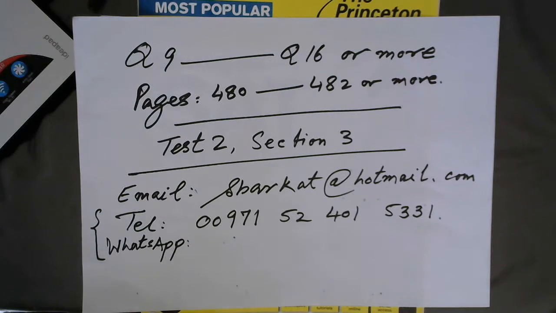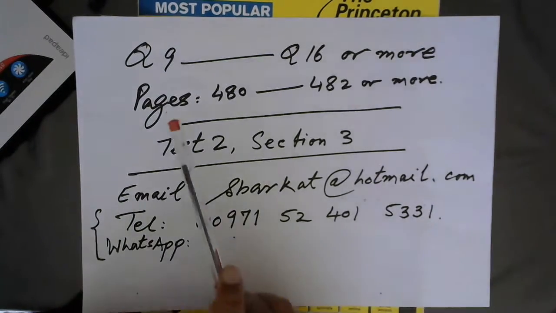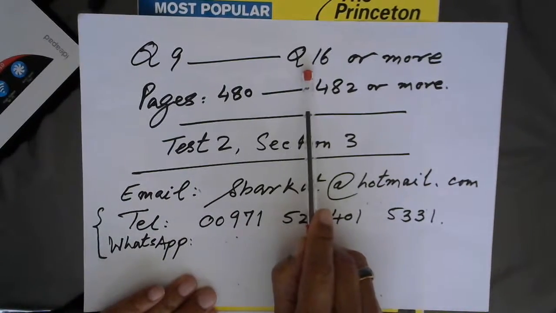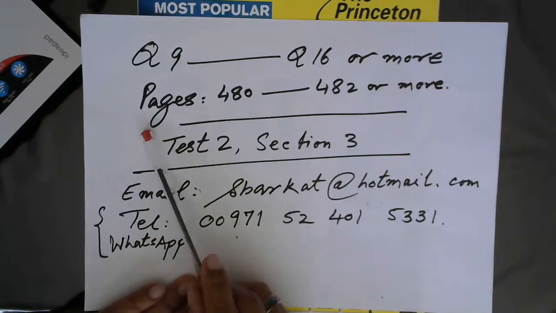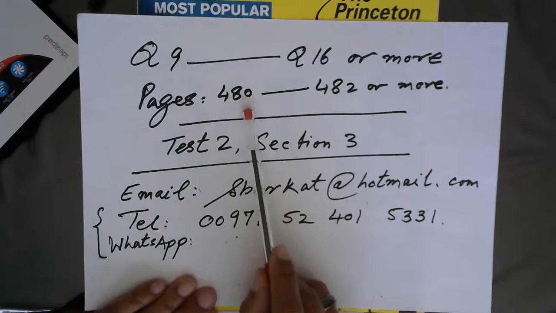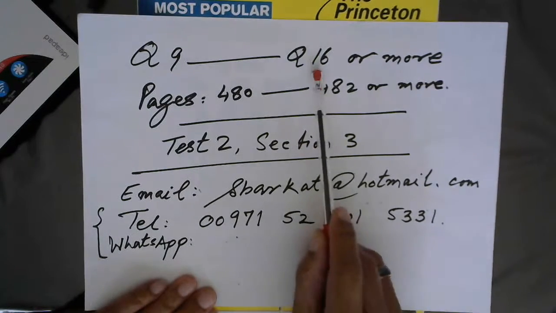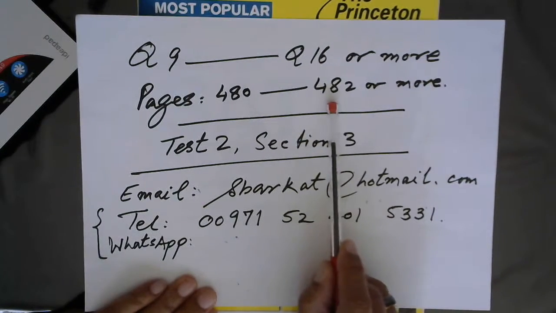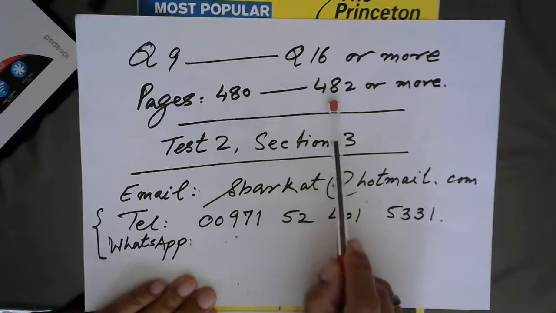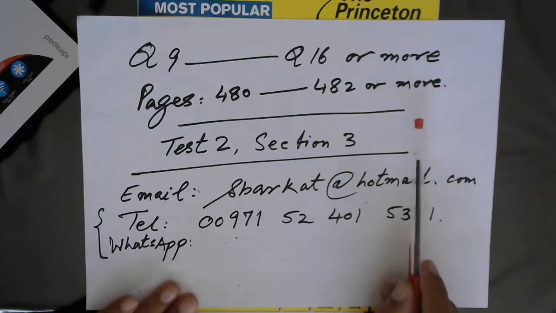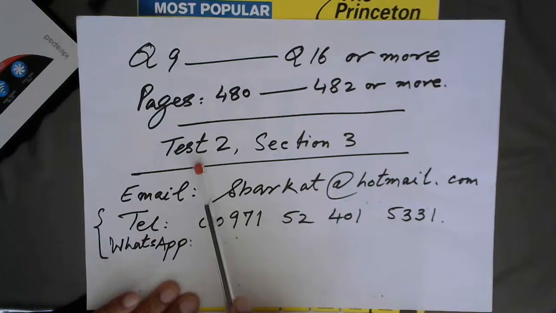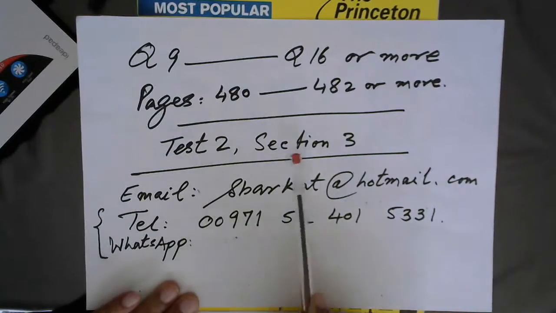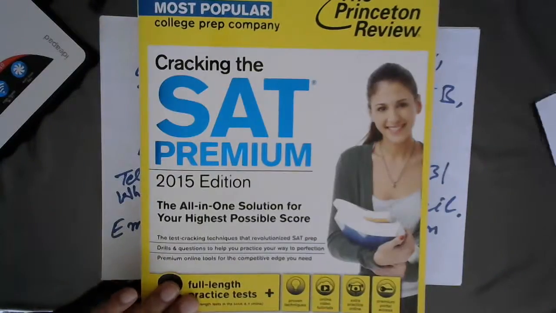In this session, I'm going to solve questions 9 through 16 or maybe more that are given on pages 480 through 482. If I go beyond 16, the page numbers will be from 480 to 483 or more. These questions are from test 2, section 3, and I'm using this book.